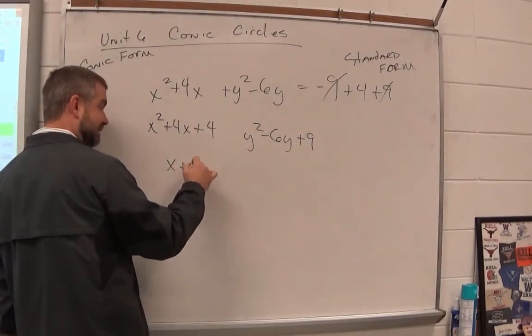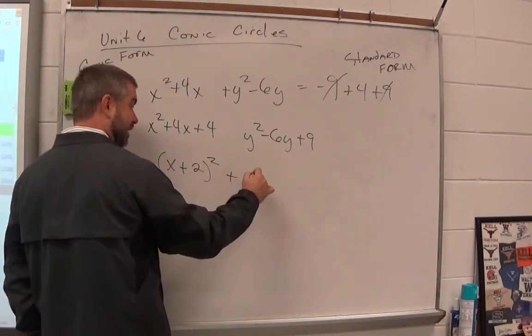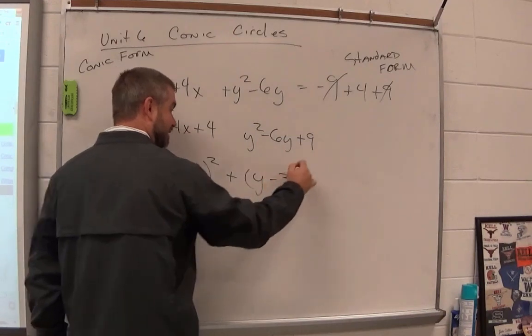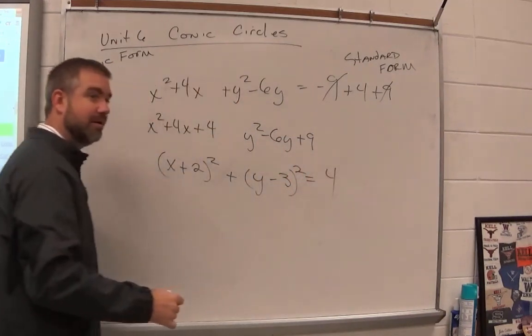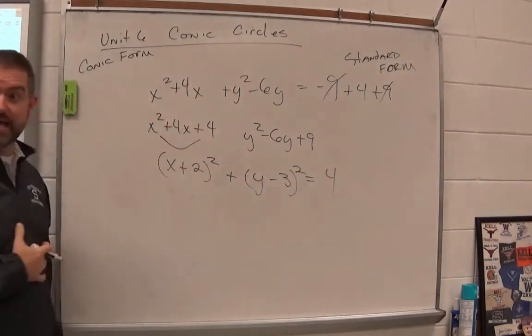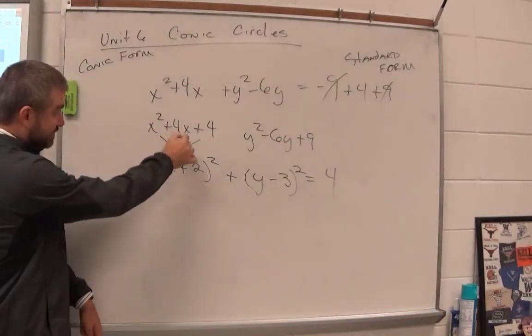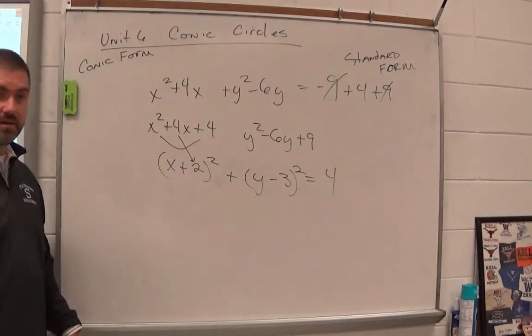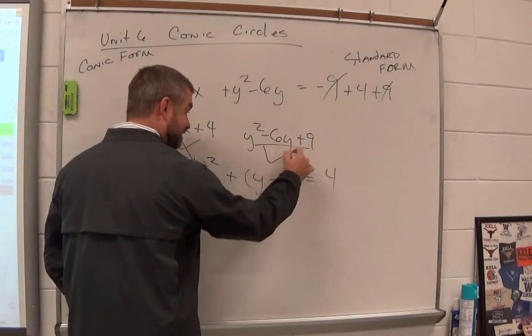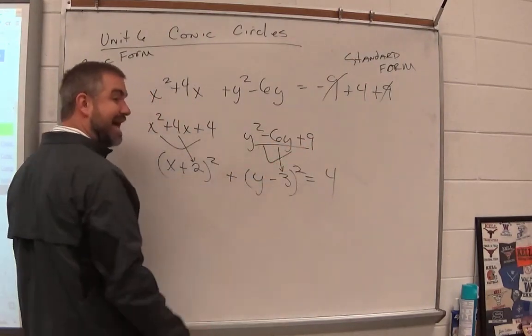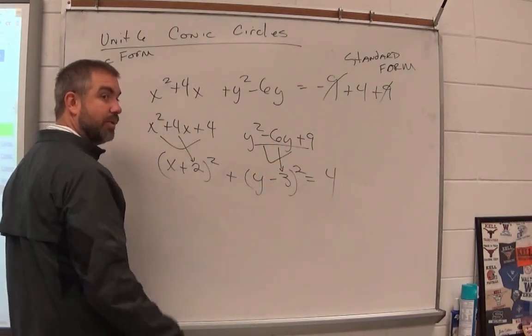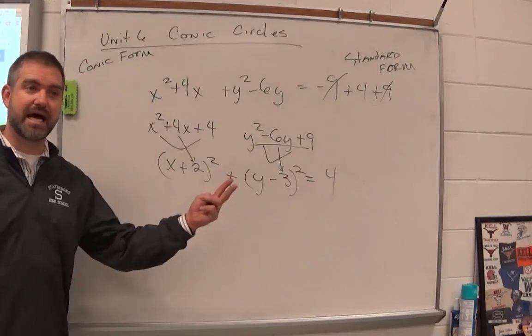That and that cancel out. So I got x plus 2 squared plus y minus 3 squared is equal to 4. This factors into that. That number is always half of that number. This factors into this. This is always half of that number. We completed the square 2 times.